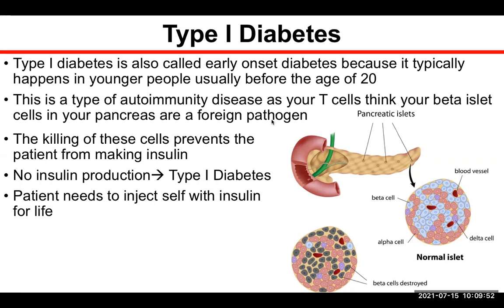And so once they register that this is a pathogen, then they basically go into the pancreas and kill off all of these beta islet cells. And if you no longer have beta islet cells, then you can no longer produce insulin. And so this is going to lead to type 1 diabetes. Basically these patients need to inject insulin into their bodies in order to actually be able to process the sugar, because high amounts of sugar in the body is bad.